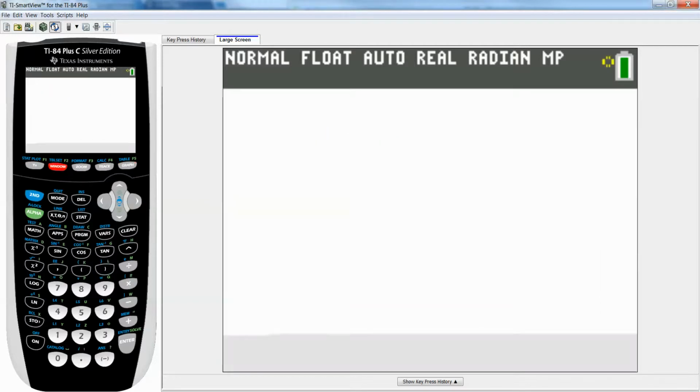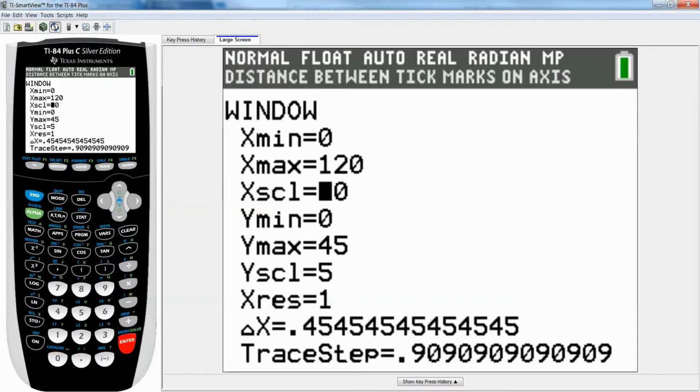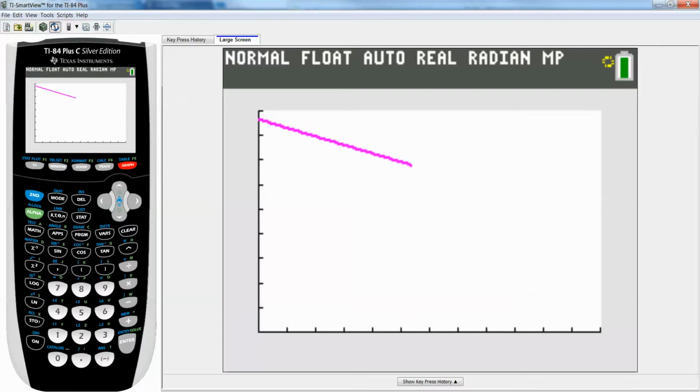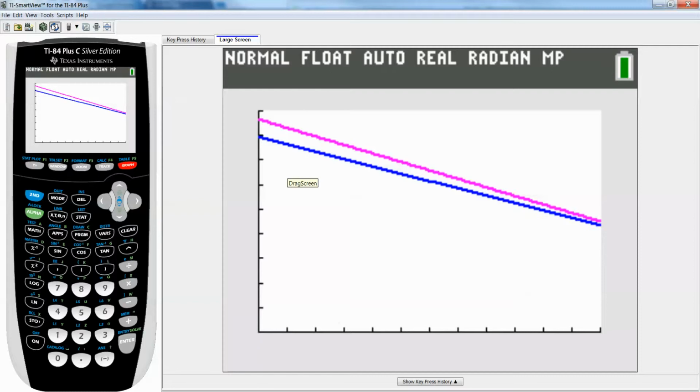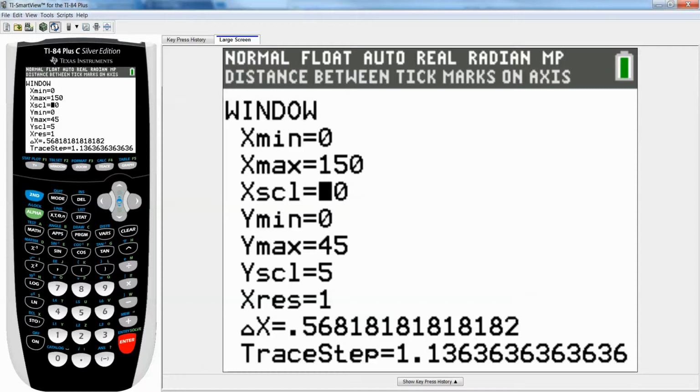So go back to the window. You need to see more to the right. So you've got to make this number bigger. So let's make it 120. Just see what happens. And then press graph. There's the women. There's the men. Oh, we're almost there. Not quite. Got to go back. Window. Let's make it 150. I'll press graph again.